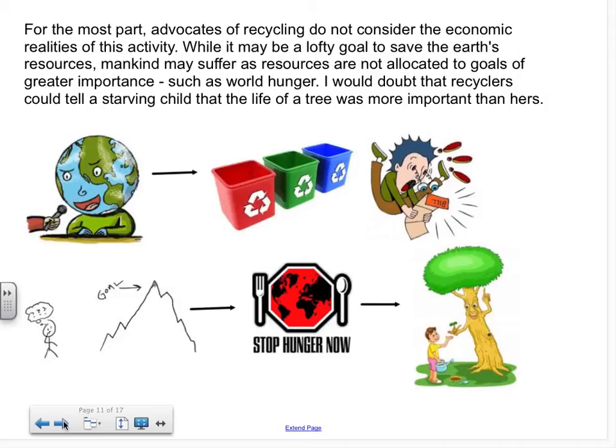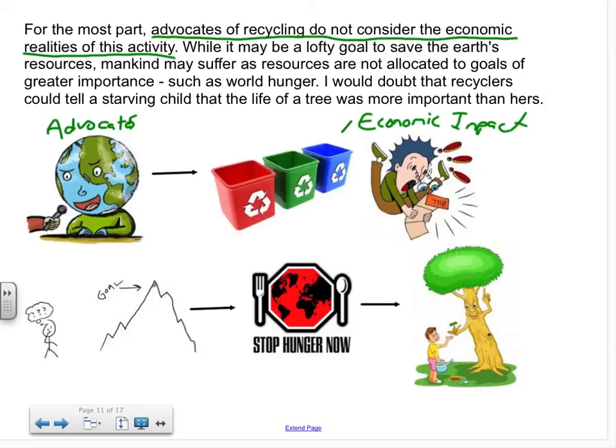We'll start off with green. For the most part, here's the main point. Advocates of recycling do not consider the economic realities of this activity. So this is our first line. Here's the environmental advocates, and they do not consider the economic impact of recycling.